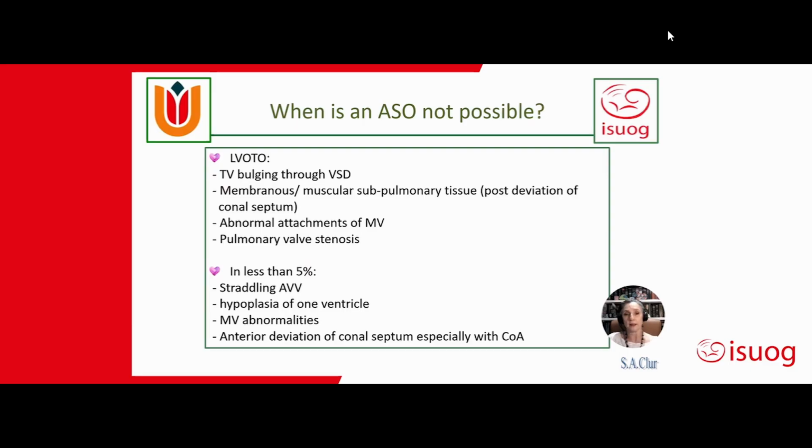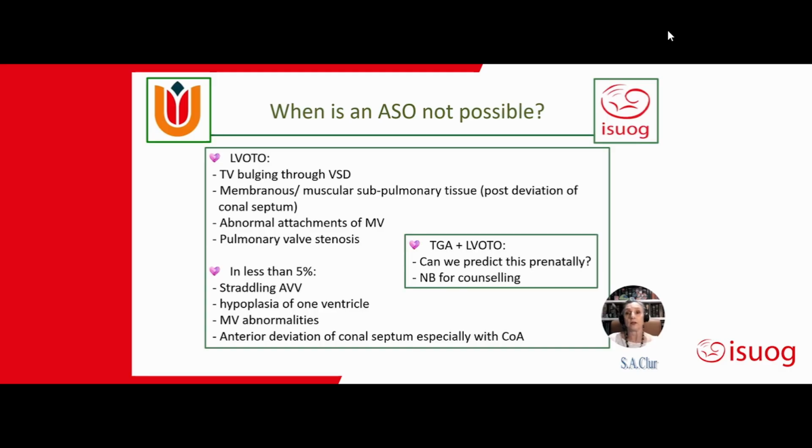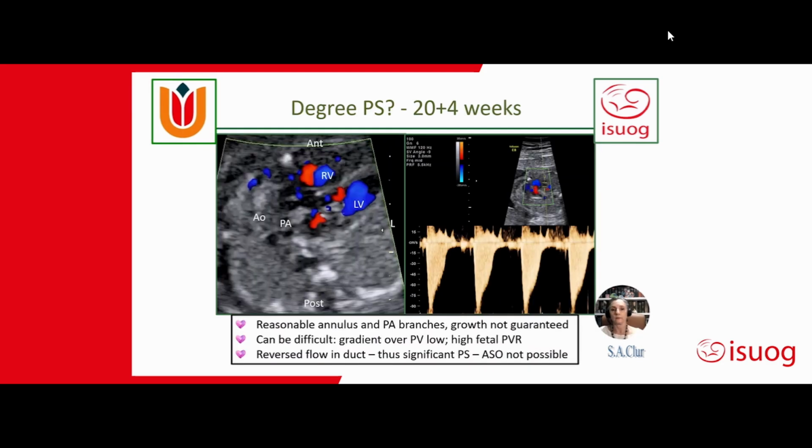It is important that we know when an arterial switch will not be possible so that we can counsel our patients correctly. The major reason for not being able to perform an arterial switch is because there is left ventricular outflow tract obstruction for whatever cause, but predominantly this is because of pulmonary valve stenosis. It could also be because we have straddling of one of the AV valves, or that there's hypoplasia of one of the ventricles, mitral valve abnormality, or anterior deviation of the coronary septum.